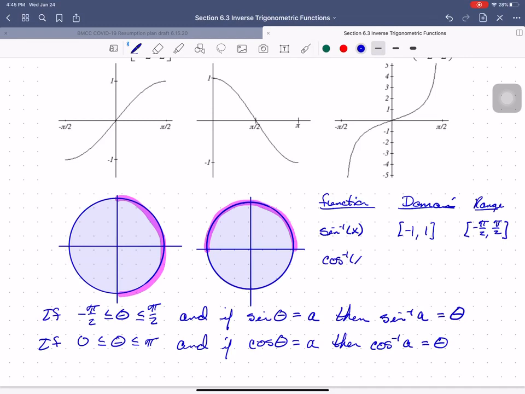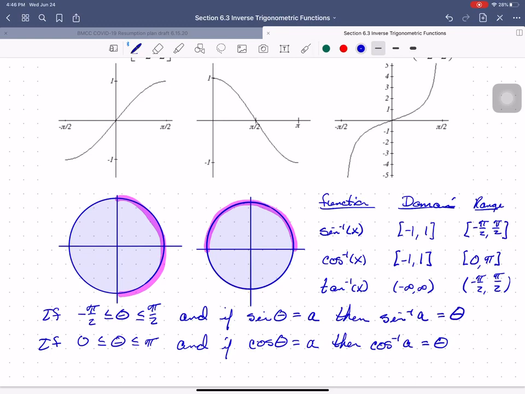Inverse cosine, again, has a domain of negative 1 to 1. Those are the only values we can put in. And it's got a range from 0 to pi. And inverse tangent has a domain of all real numbers and a range of negative pi over 2 to pi over 2. Now, put some thought into why I used a non-inclusive interval on that last one. It is not arbitrary.